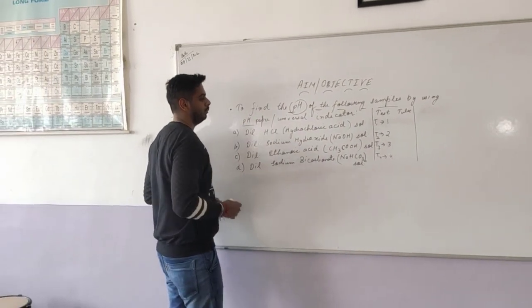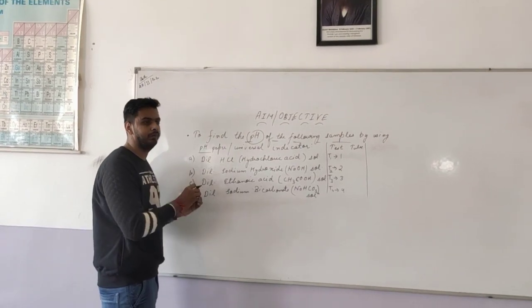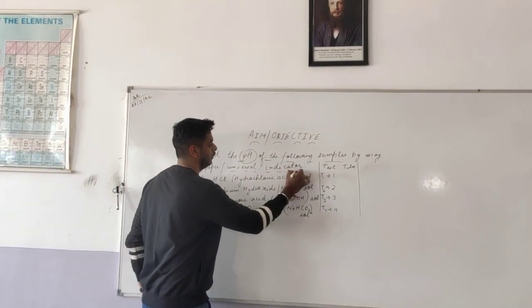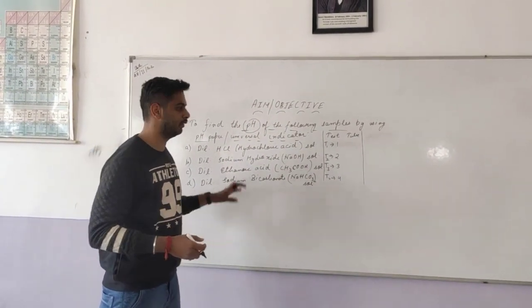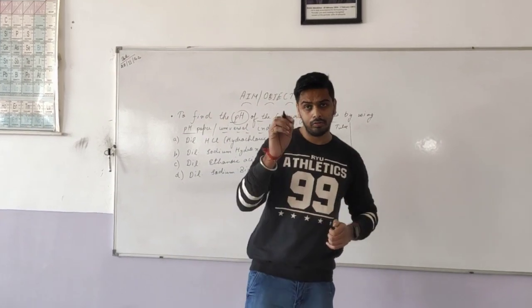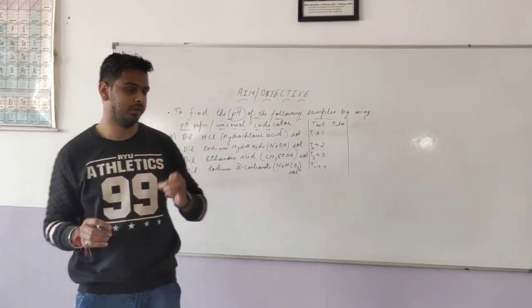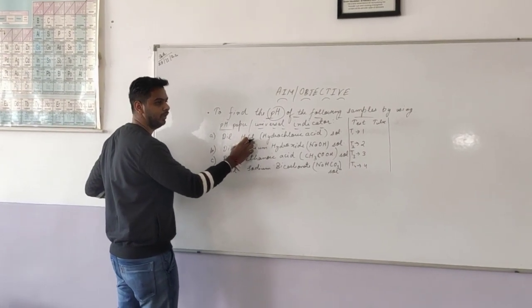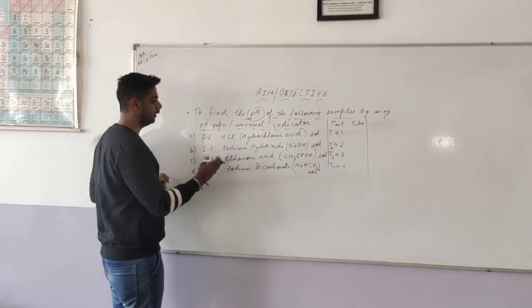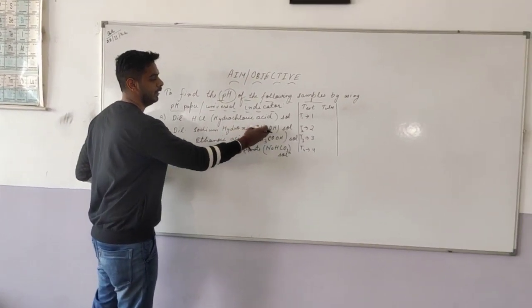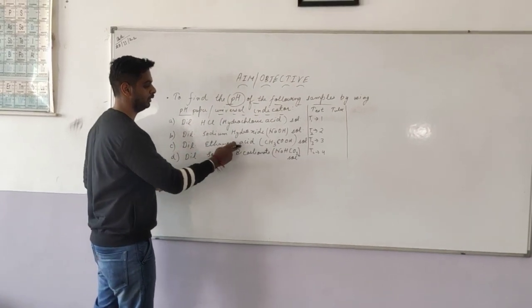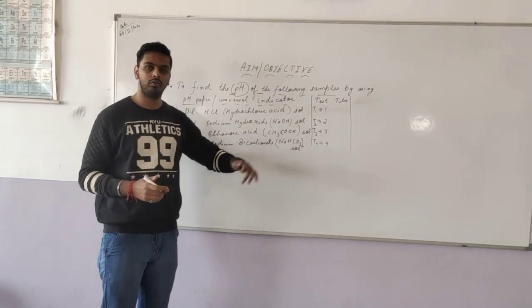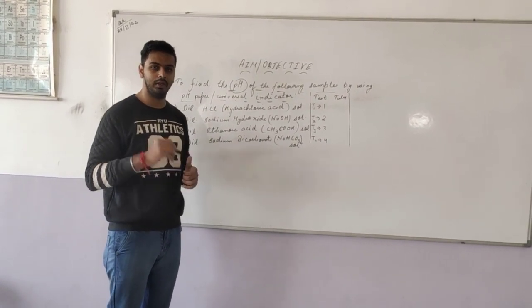So with the help of pH paper we will put one by one each sample and we will find its pH value, and with the help of universal indicator we will find the different colors with different samples, right? So the samples which we are going to take in this experiment: first one is HCl, which is an acid, hydrochloric acid. Second one is sodium hydroxide, NaOH solution, right? Third one is ethanoic acid, whose formula is CH3COOH solution. And the fourth one is sodium bicarbonate, whose formula is NaHCO3.